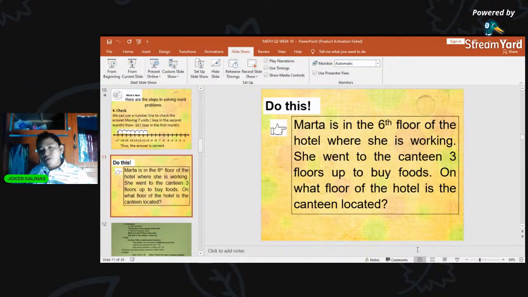In answering a word problem, you need to follow these steps. You need to understand: you must know what is asked and what the given facts are. Then you need to plan. In planning, you need to use some strategies, like writing the mathematical sentence and deciding what operation we're going to use. Number three, you're going to solve it. And number four, to know if your answer is correct, you may check. You may use a number line if possible.